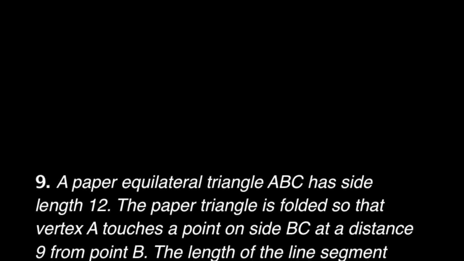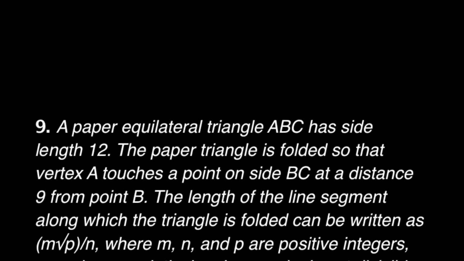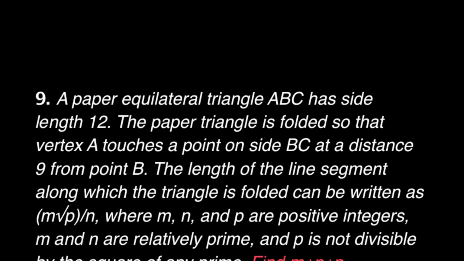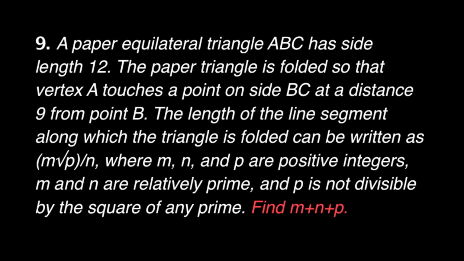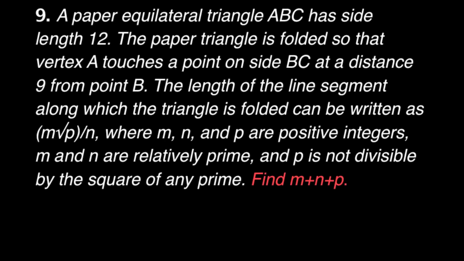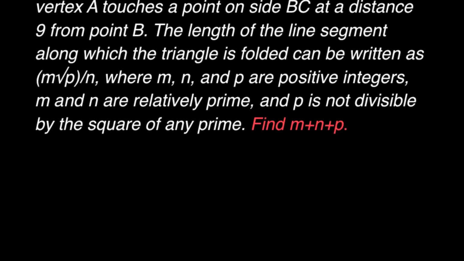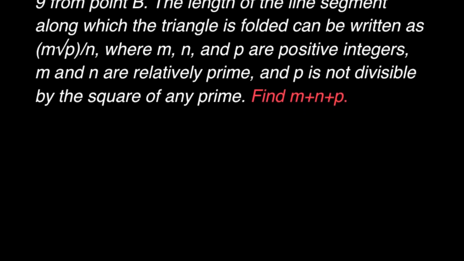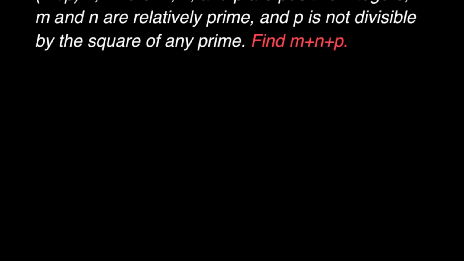A paper equilateral triangle ABC has side length 12. The paper triangle is folded so that vertex A touches a point on side BC, a distance 9 from point B. The length of the line segment along which the triangle is folded can be written as m times the square root of p all over n, where m, n, and p are positive integers, m and n are relatively prime, and p is not divisible by the square of any prime. Find m plus n plus p.